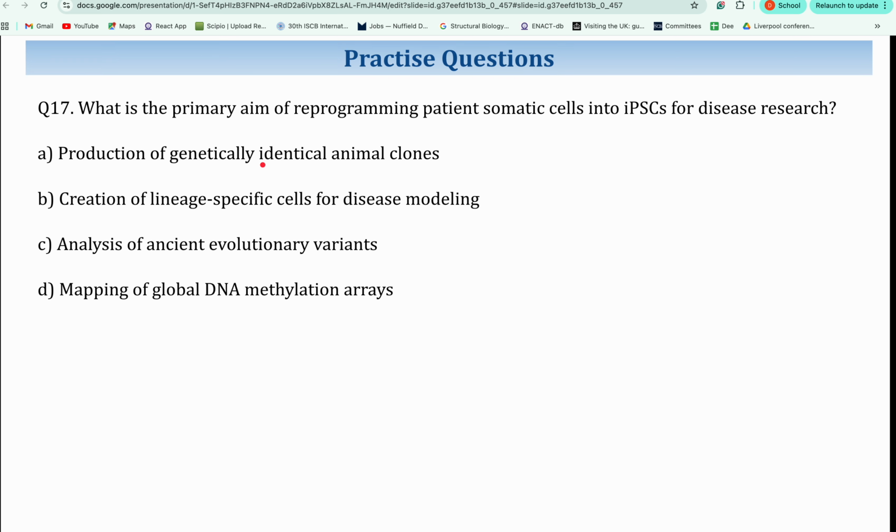Now let's move to the next question. What is the primary aim of reprogramming patient somatic cells into induced pluripotent stem cells for disease research? Option A, production of genetically identical animal clones. Option B, creation of lineage specific cells for disease modeling. Option C, analysis of ancient evolutionary variants. And option D is mapping of global DNA methylation arrays.